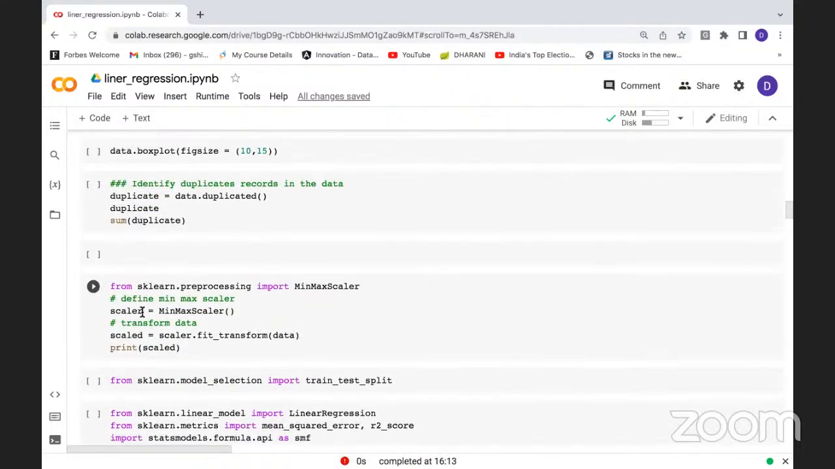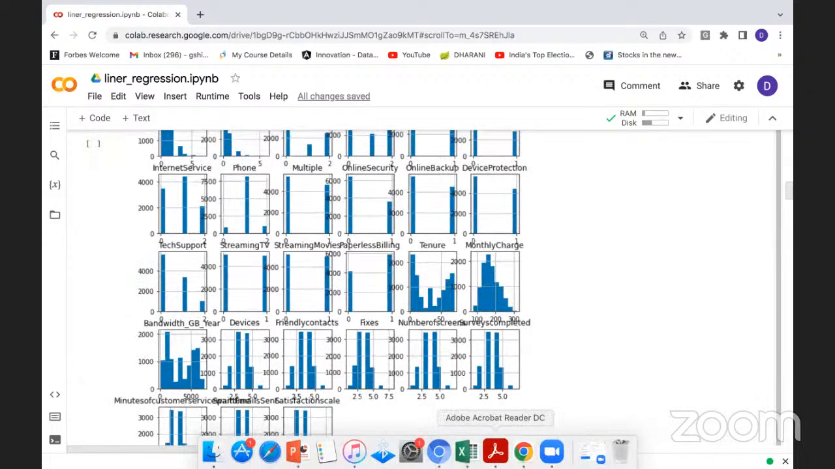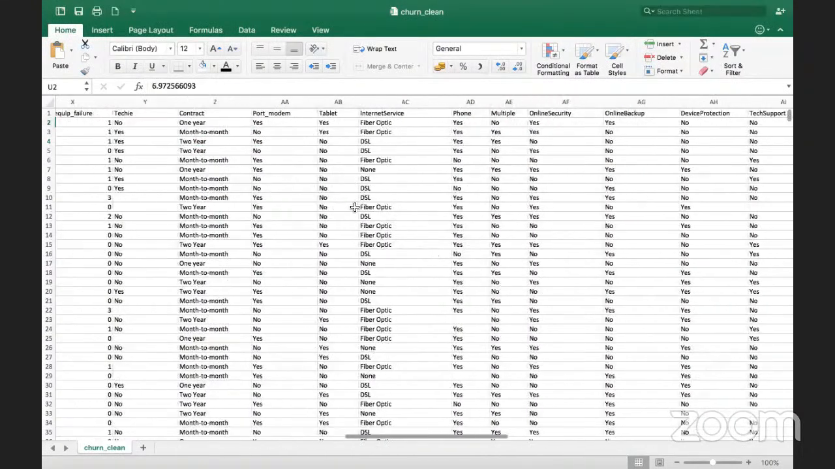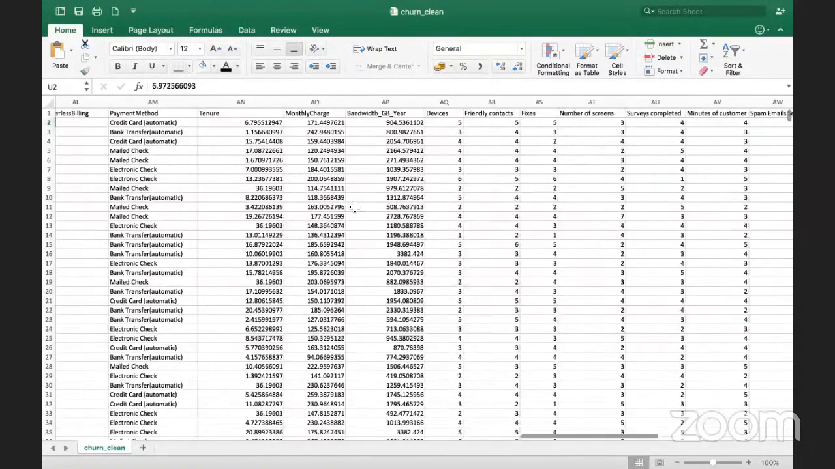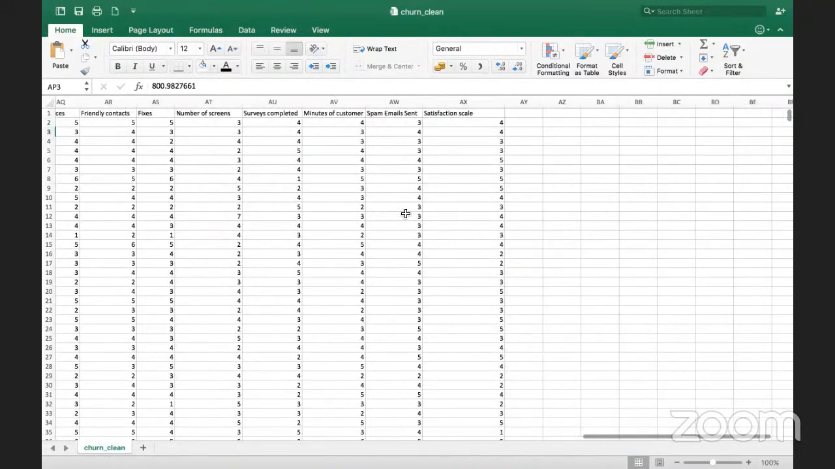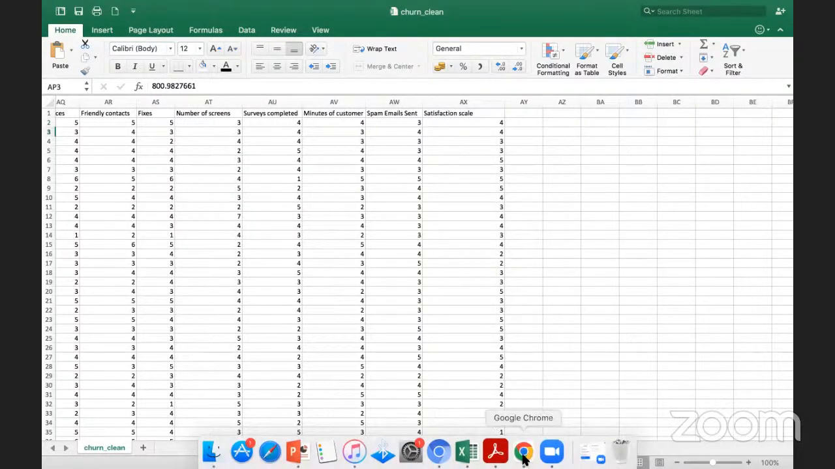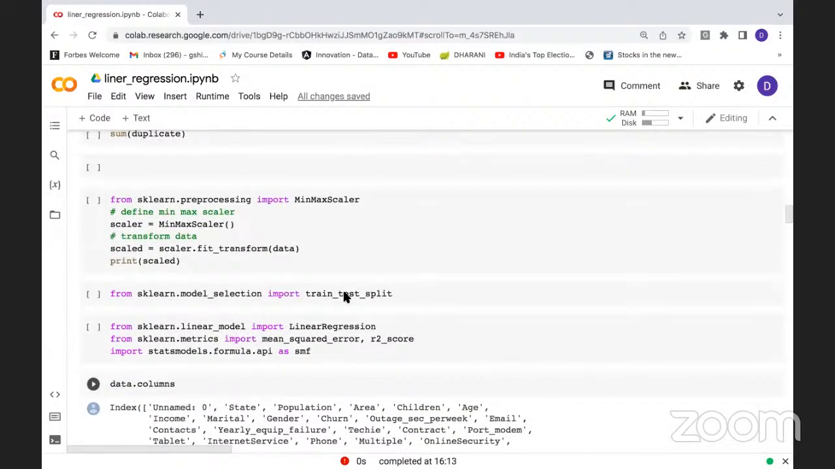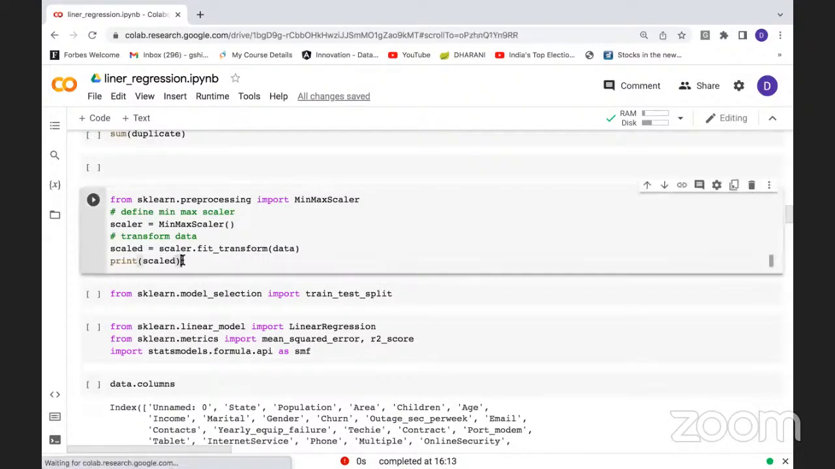Okay, if you observe, all the data points will not fall in the same range here. All the numeric data is different: the charges are different, tenure is different, bandwidth is different, right? All the numeric data is also different. I want to bring them to the same scale. So what am I doing? I'm doing min max scaler, and I have got the output. All the range will be 0 to 1.